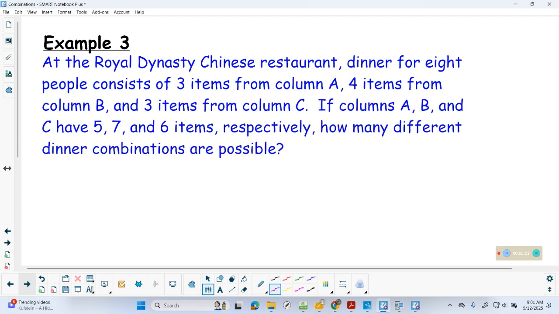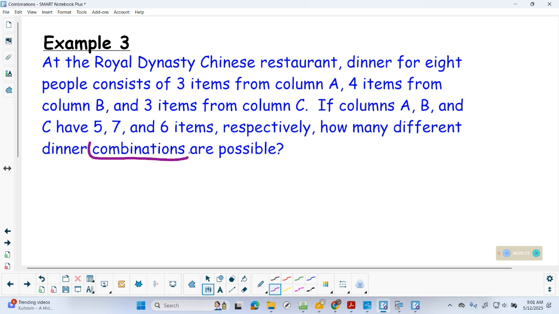Okay. This one's still easy, but wordy. We got to read close here. At the Royal Dynasty Chinese restaurant, dinner for 8 people consists of 3 items from column A, 4 items from B, 3 items from C. If columns A, B, and C have 5, 7, and 6 items respectively, how many different combinations are possible?